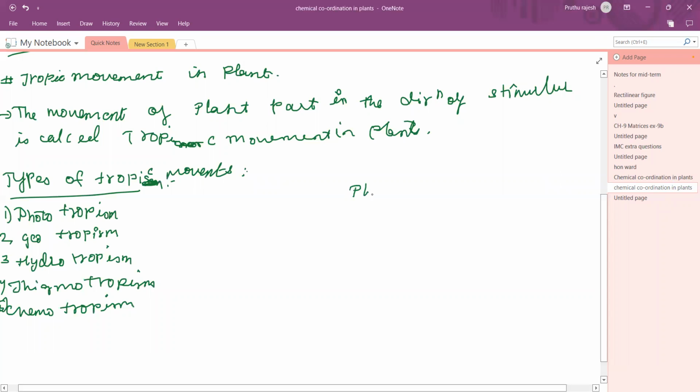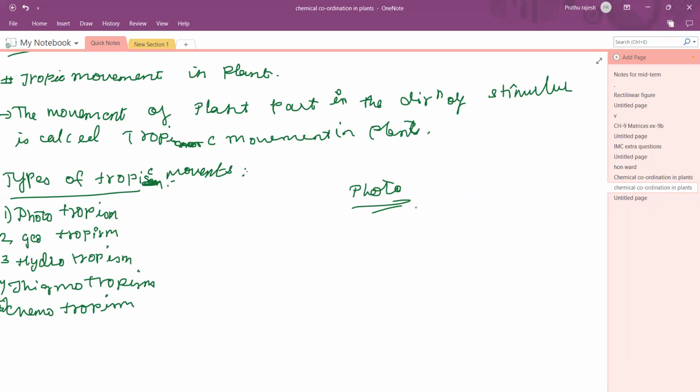Now a term in biology starting with photo means light. So photons, photolysis, photosynthesis, etc. relate to light. So photo means light, and tropism here means movement. So light movement. Phototropism in simple words is light movement. So let's quickly write notes for that.